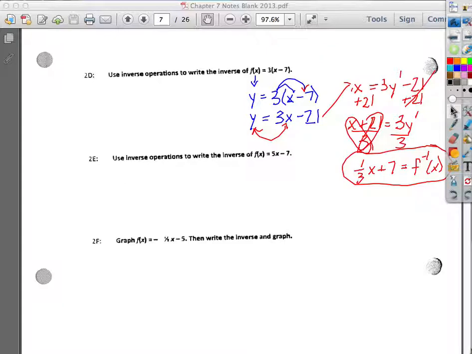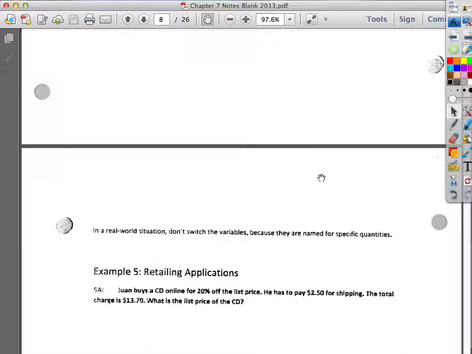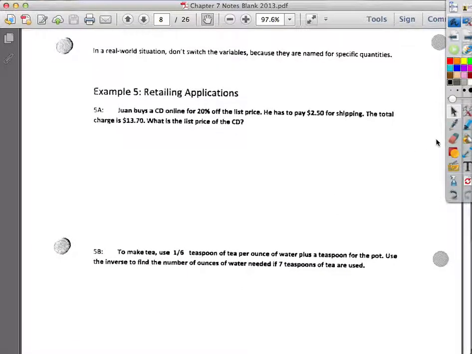All right, last part, just a little real-world situation for you to check out, and then I'm going to be quiet. You can work on your homework. Don't forget, switch the variables because they are named for specific quantities in the real-world problem. Thank you, Mrs. Watt. I appreciate that.